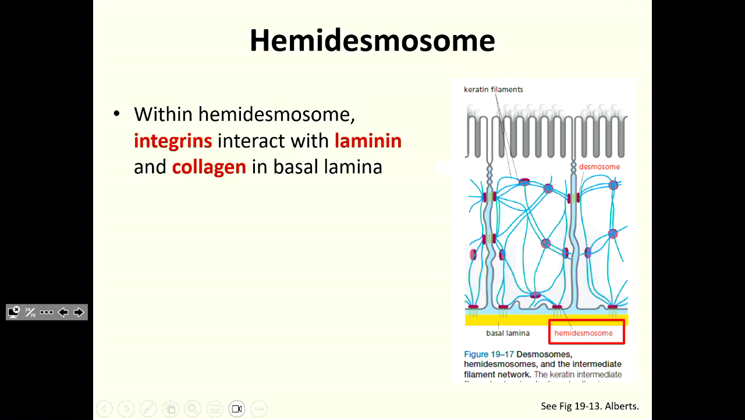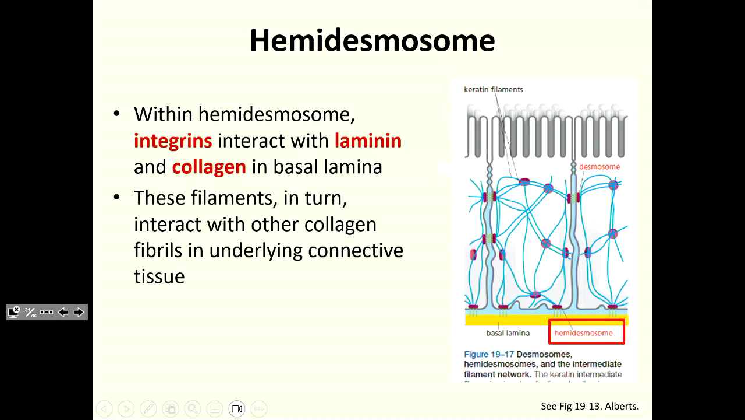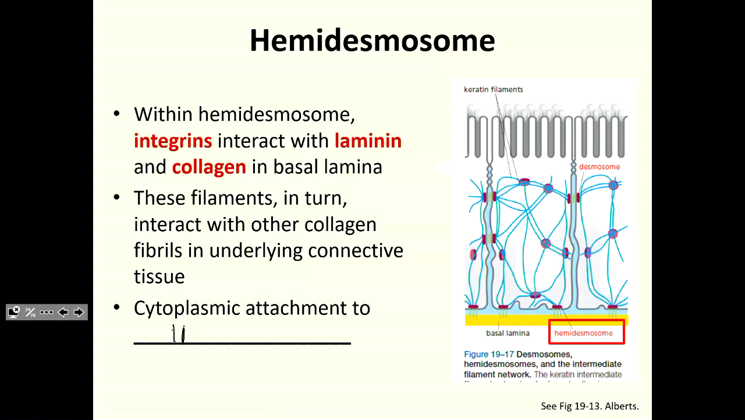So integrins on the cell surface, laminin and collagen in the basal lamina. And there are other things in the basal lamina, in the ECM, and I'll tell you about some of those that hemidesmosomes can make contact with, whether directly or indirectly. So in the cytoplasm or in the cytosol, they're going to attach to intermediate filaments. Okay?